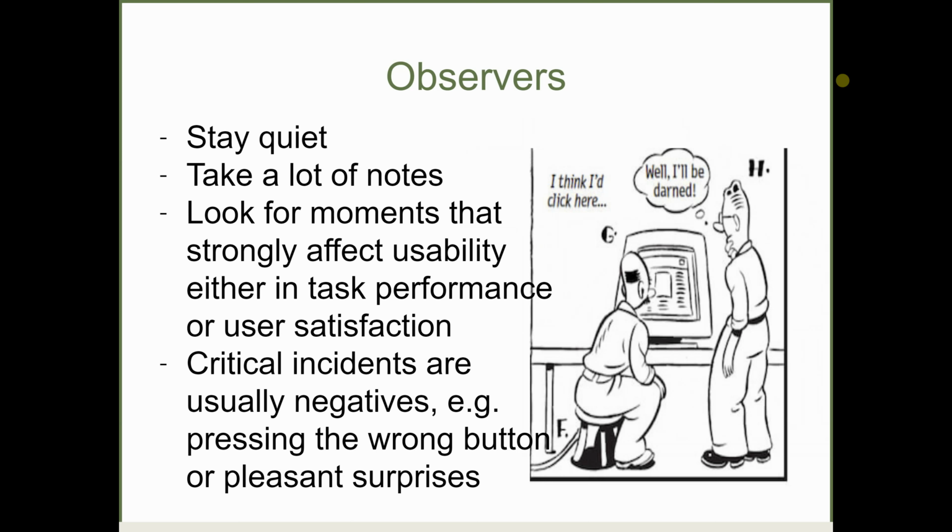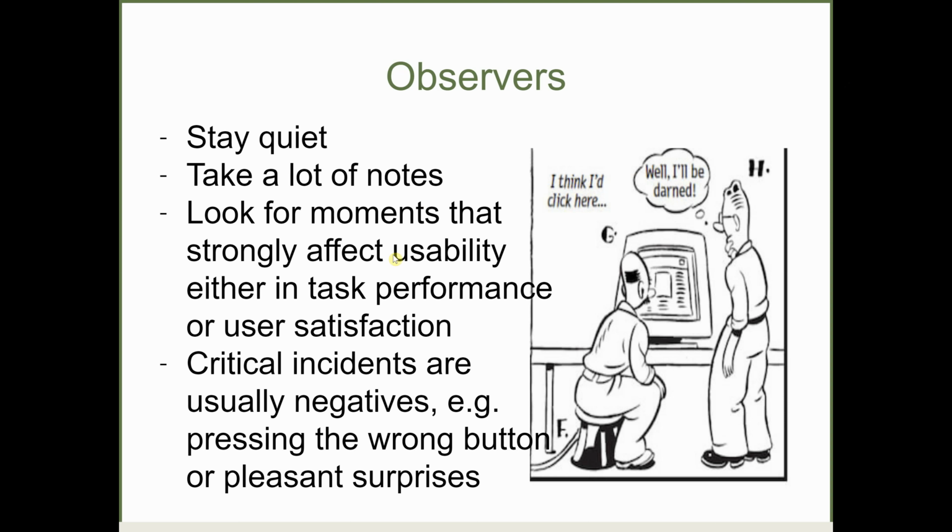And then, of course, we have the observers. The observers are taking a lot of notes. They're staying quiet. They're looking for moments that strongly affect usability, either in task performance or user satisfaction. They're able to determine these details by closely monitoring users' expressions. That's why they need a camera recording users' expressions, because they are trying to see where the user is satisfied and where they are not.